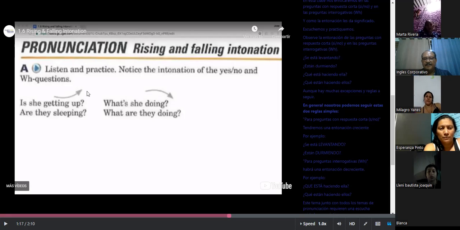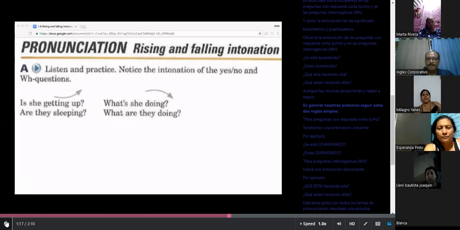Okay, is she getting up? What's she doing? Are they sleeping? What are they doing? See, up and down, up and down. Okay? Falling and rising. Say rising, for example, rising, up. Falling, down.